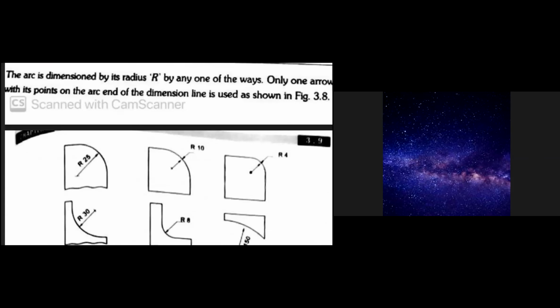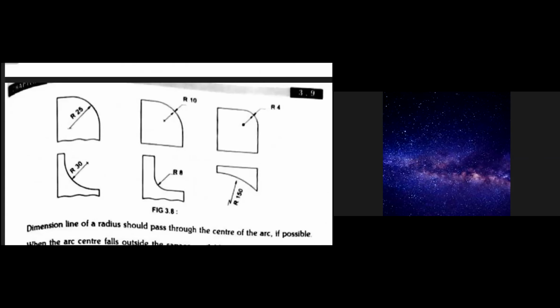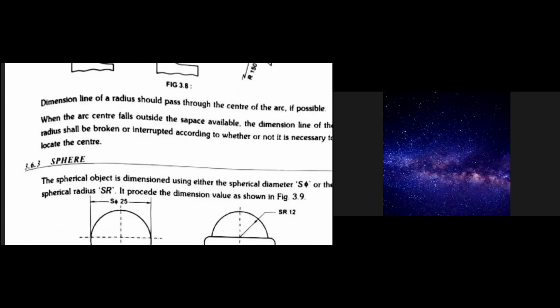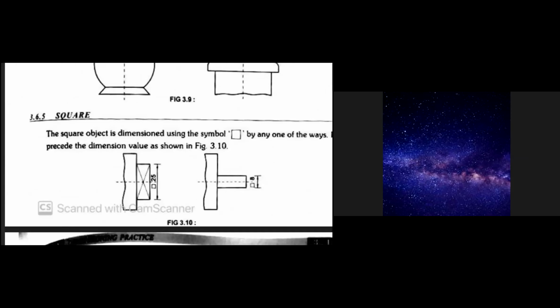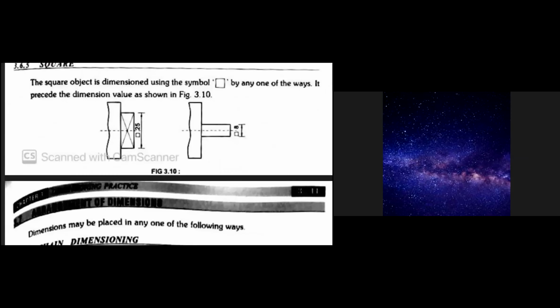If arcs are there, capital R, R10 means radius 10. So like this. If a small square is there, square 8 means a square hole is there, and the dimension of the square is 8 mm.